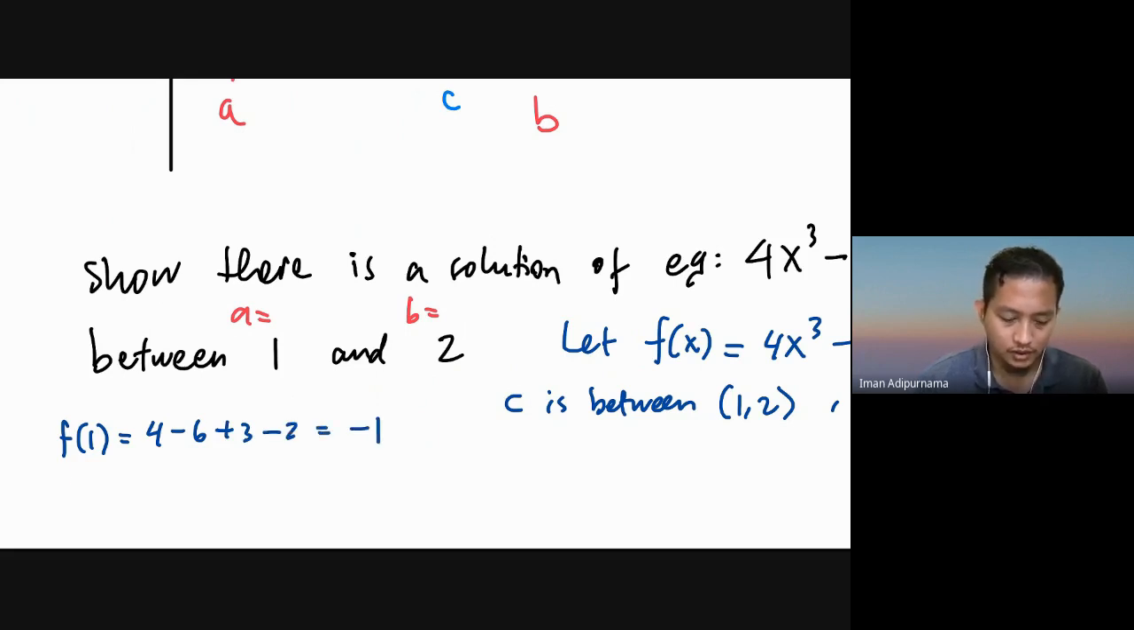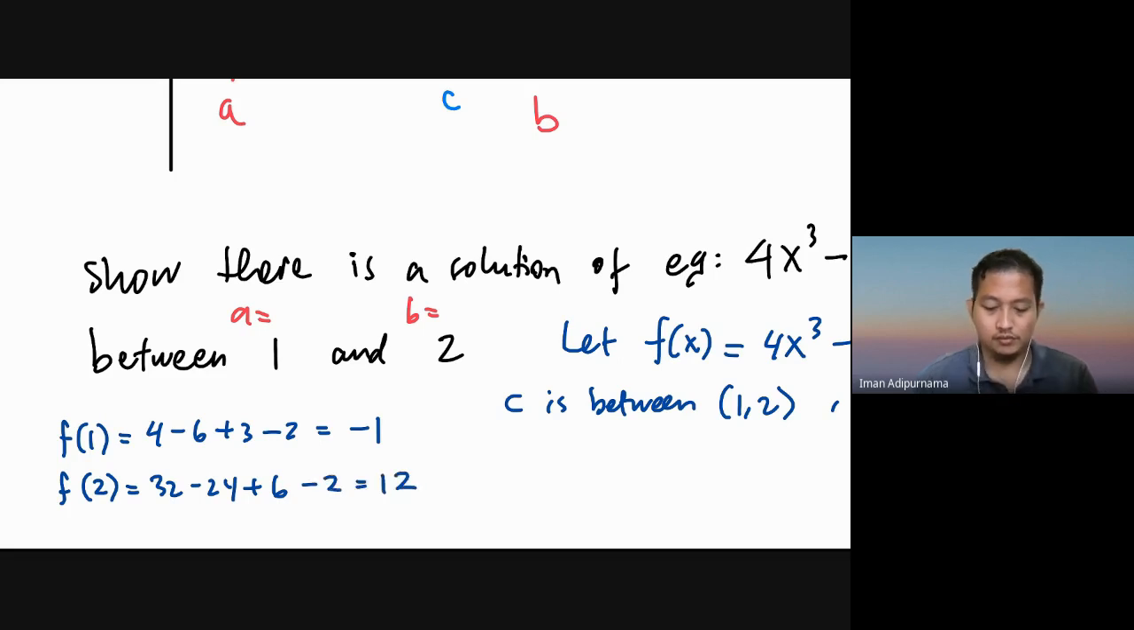Okay. And we have f of 2, which is 4 times 8, 32, minus 24, plus 6, and minus 2. This is positive 12. Now we see that f of 1 is negative and f of 2 is positive. You can write down that f of 1 is less than 0, less than f of 2.